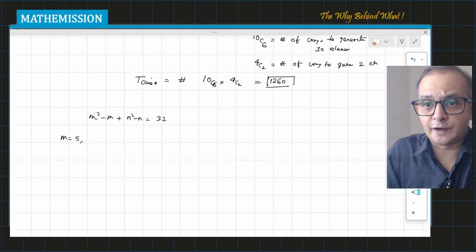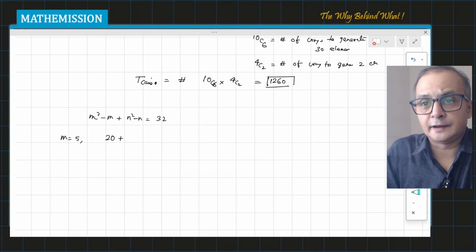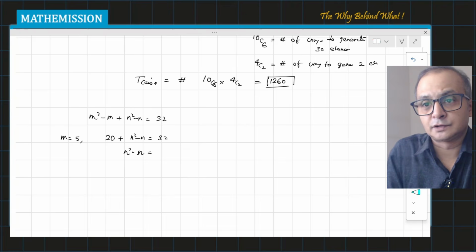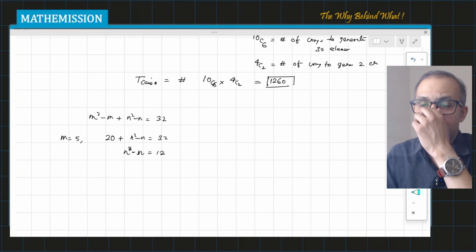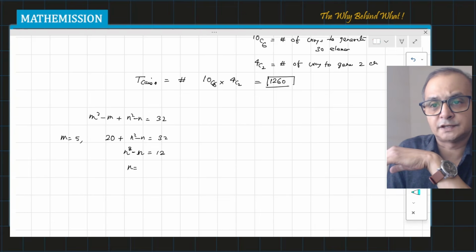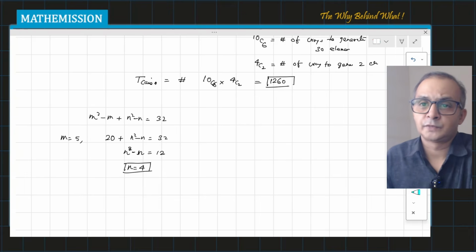So if m is equal to 5, we get 25 minus 5, that is going to be 20. And n square minus n, 30. So I need n square minus n should be 12. It means I must have n is equal to 4. 16 minus 4 is 12. So n is equal to 4.